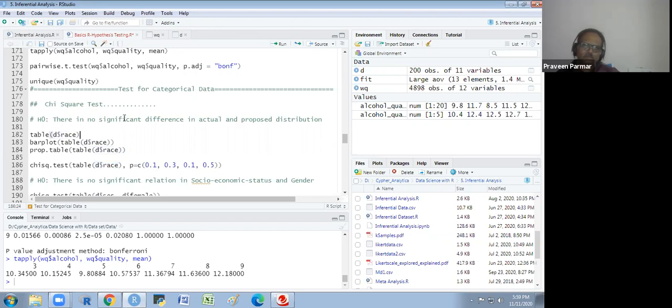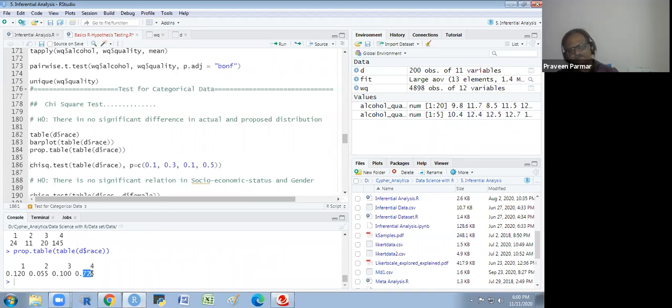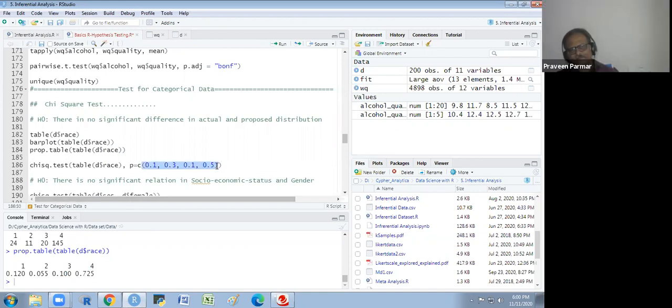So I will just show you something now. First I show you the table of race. So in the first race there are 24, and the second race there is 11, the third is 20, 4 is 145. This is the table, and I just make a proportion plot. Proportion means I see the probability of actual race distribution. So here I am getting 12%. It is 5%. It is 10%, and it is 72%. Got it? Yes, sir. This is our actual distribution, and that is the proposed. Got it? Yes, sir.